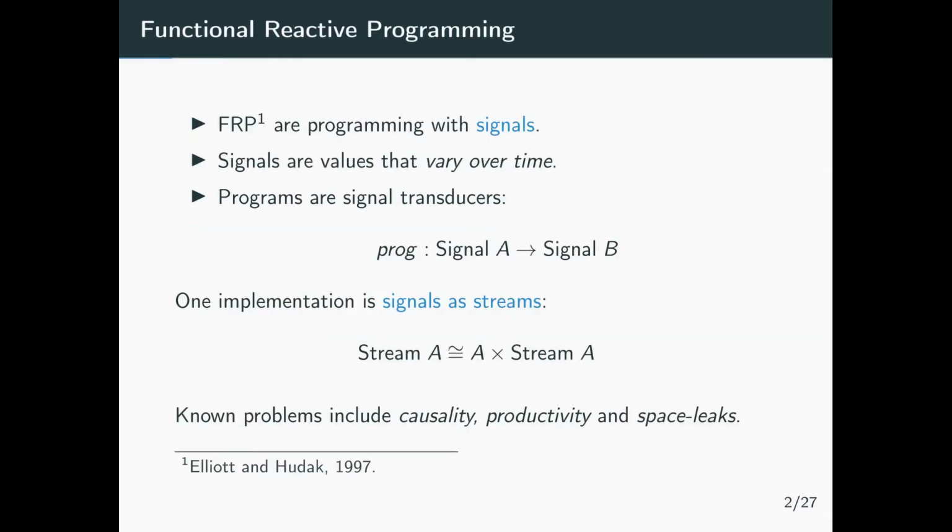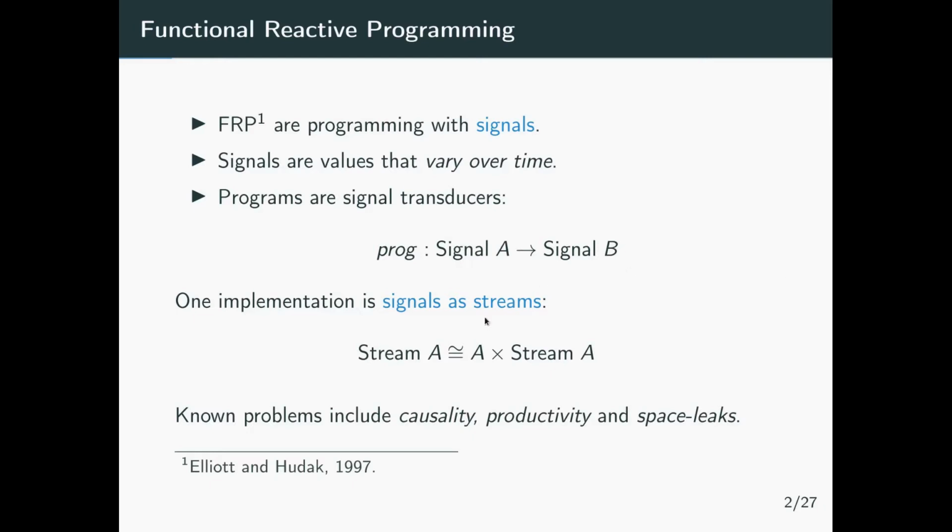Functional reactive programming is programming with signals. And signals are this special kind of values that vary over time. And now our programs become signal transducers, right? You take a signal of A and you produce a signal of B. So one way to implement this is with signals as streams.